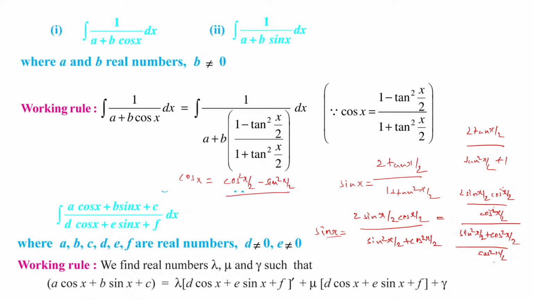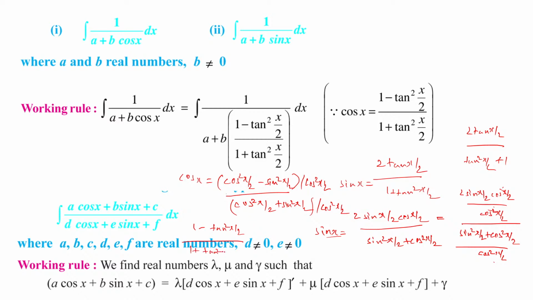Okay, so this you can always divide with cos square x by 2 plus sin square x by 2. We are just dividing with 1. Now, again, divide both numerator and denominator with cos square x by 2. What will happen to the numerator? 1 minus sin square by cos square, which is tan square x by 2. Agreed? And the denominator is 1 plus tan square x by 2.